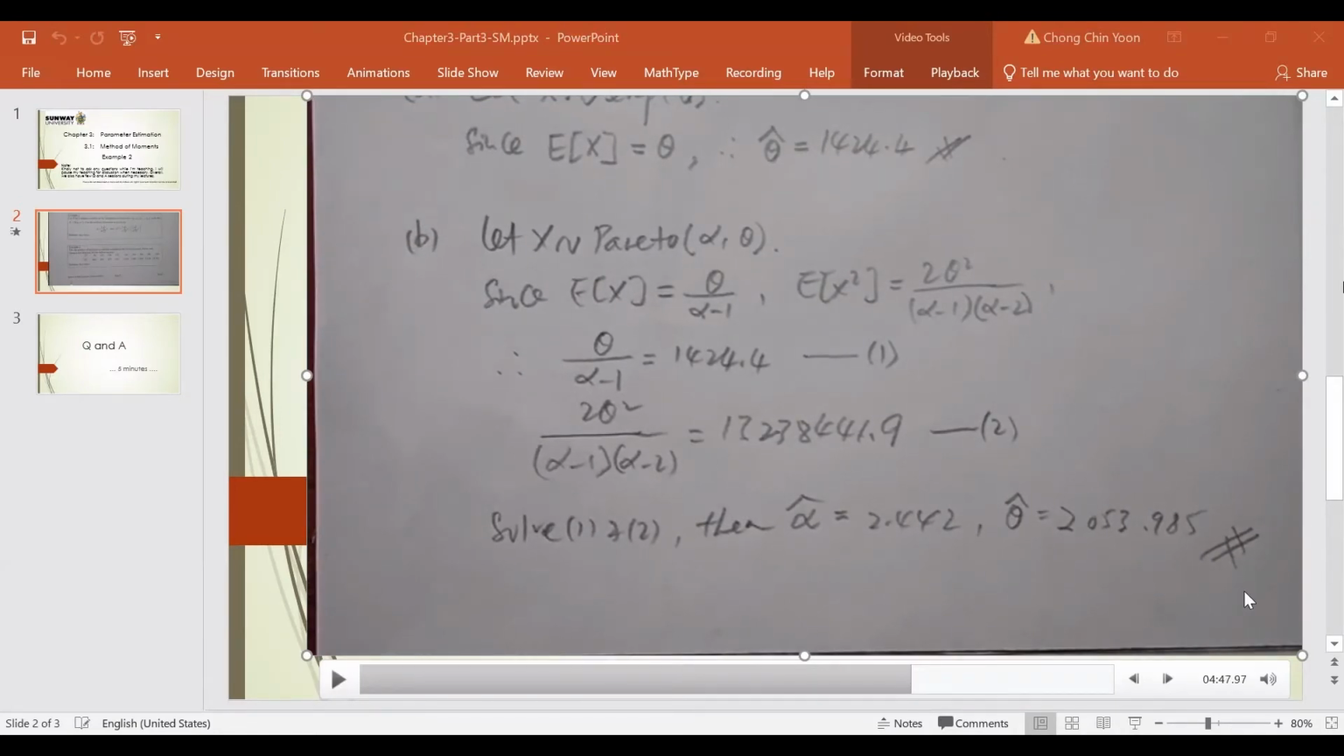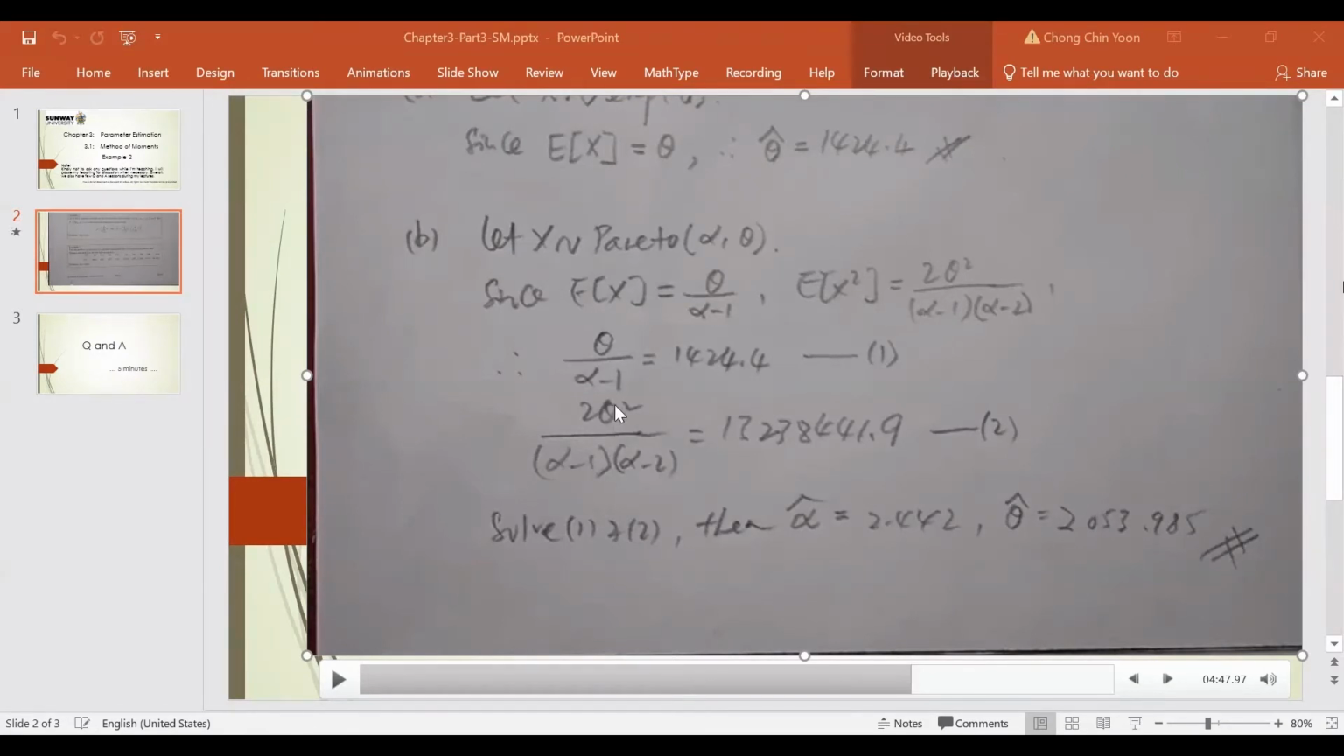Okay, now for part B here, we have to invoke the second raw moment. So this formula you can get from table C, right? The first raw moment and second raw moment you can get from table C, and this value is our calculation value. Okay, and if you want to solve these two equations, I believe I didn't show the detail working. I believe you know how to solve it.